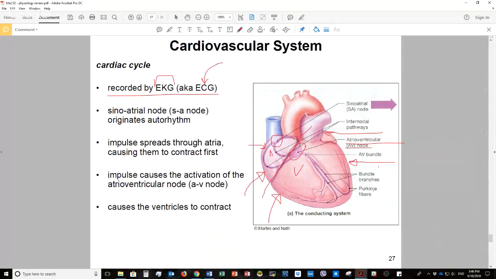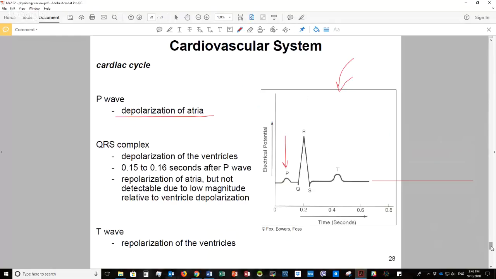So we can go back here. Starting up at the top. Hopefully I can do this. It's getting kind of crowded in here. But anyway, so it starts up at the top and moves down the pathways. All right, sorry about that. Moves down the atria, down these pathways. All right, next, depolarization of the ventricles.